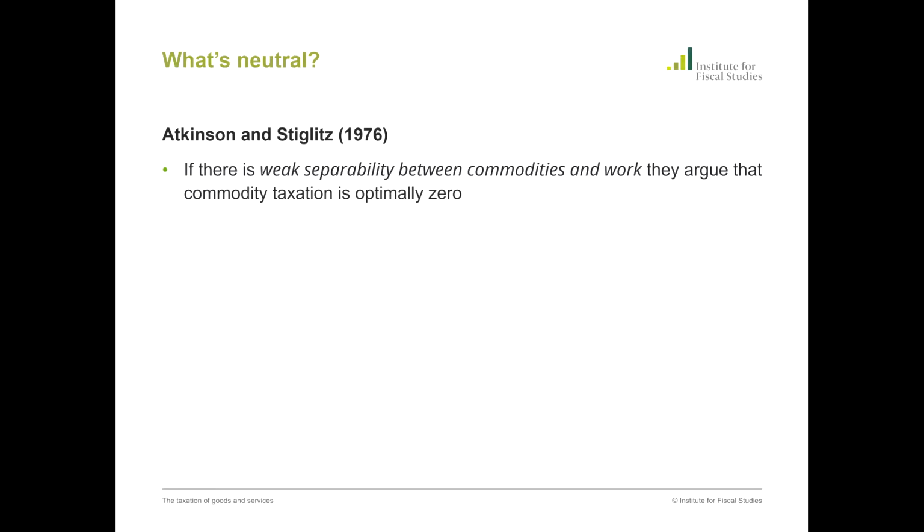And this is the point that Atkinson and Stiglitz make in their 1976 paper. Having uniform commodity taxation, in fact they say zero commodity taxation, is going to minimize distortions on consumption. However, they have this assumption in that paper of weak separability between commodities and work. What that means is they assume there's no relationship between what people choose to consume and how much they work. Now, if that assumption doesn't hold, then actually zero commodity taxation might not be neutral.